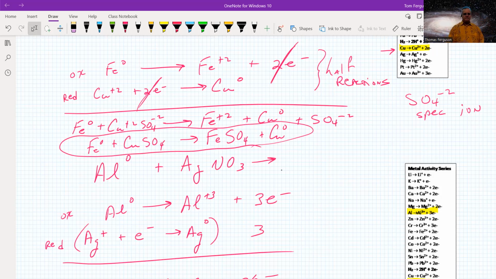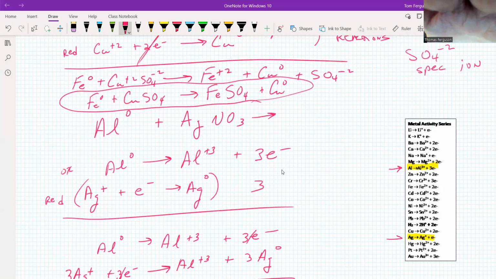And if we had aluminum metal, silver nitrate solution, another aluminum boat problem, we find aluminum and silver. So aluminum is way above silver, so that's definitely going to happen. Aluminum is going to give up 3 electrons. Silver is going to need 1 electron. So we need 3 aluminums. So we have to multiply this half reaction by 3 to give us the 3 electrons.